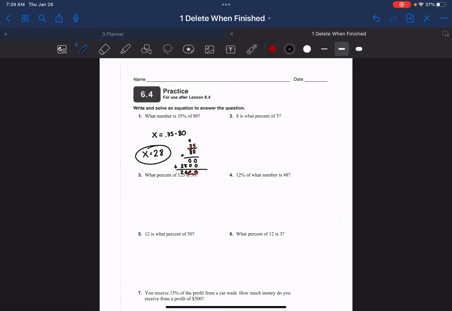One thing I do want to warn you about is when they ask what percent, your answer needs to get moved back into a percentage at the end, okay? Just keep that in your mind.